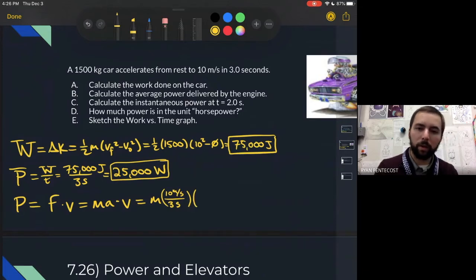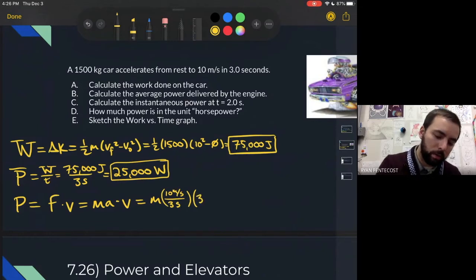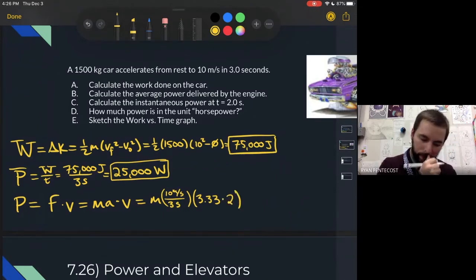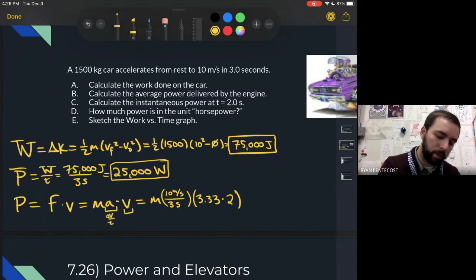Now, if that is our acceleration, we can find our instantaneous velocity, right? Because we don't know what the velocity was at 2 seconds. We know what it was at 3 seconds. So if we want to know what it was at 2 seconds, we'd take our acceleration, which is 3.33, and we would multiply that by time, which would be 2 seconds, right? So our acceleration became delta v over t, and our v became a times t.